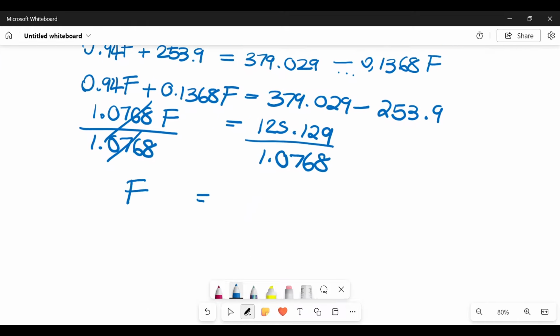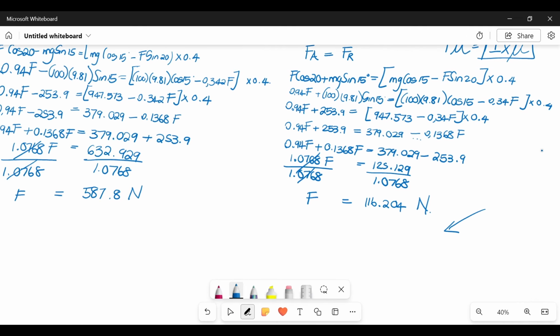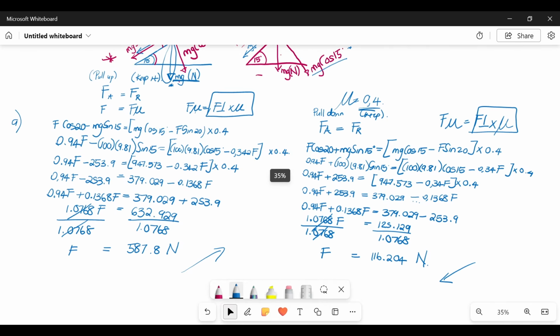Okay, so those ones are subtracting, then you end up dividing by that and that. Then your F becomes divided by 1.0768. You get 116.204 newtons. And that is the force that will be required essentially to pull the body down, whereas this is the force that will be required to pull the body up.